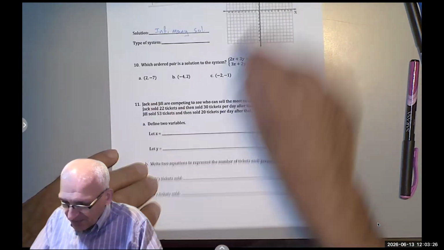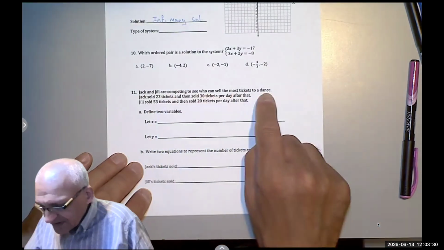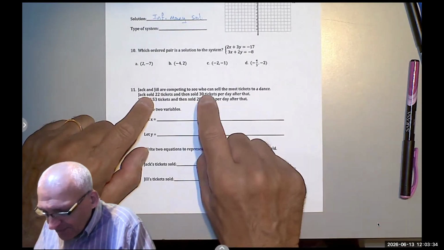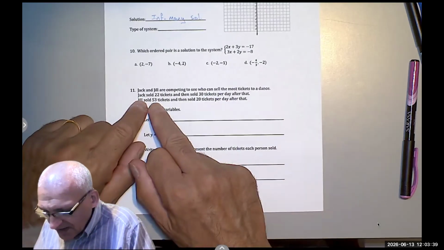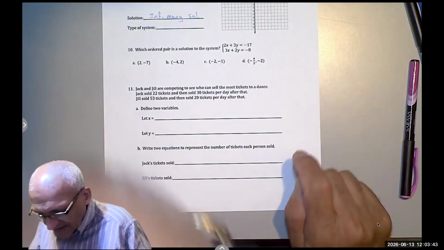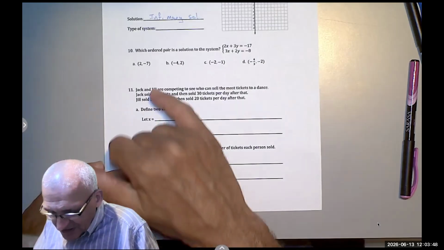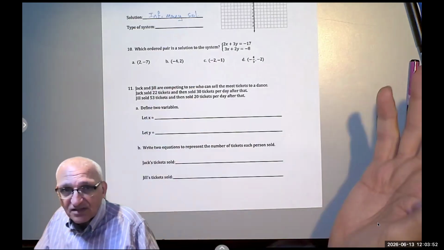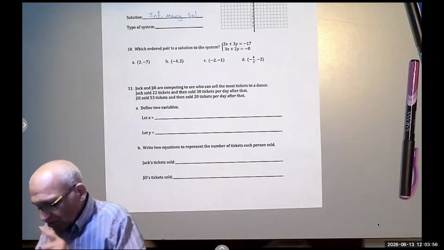Now when we move to number 11, it says Jack and Jill are competing to see who can sell the most tickets to a dance. Jack sold 22 tickets and then 30 per day after that. Jill sold 53 and then sold 20 per day after that. Define two variables. Notice that they instantly give you the value at time 0, right? 22 and 53. So that's not a variable. That's a constant. Oh, that's the y-intercept.